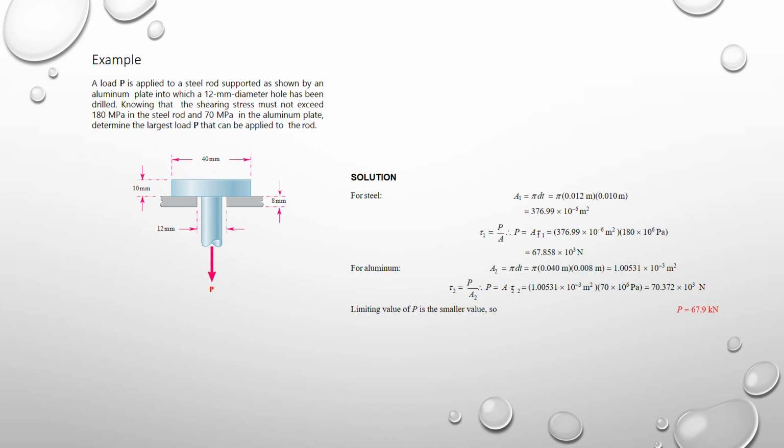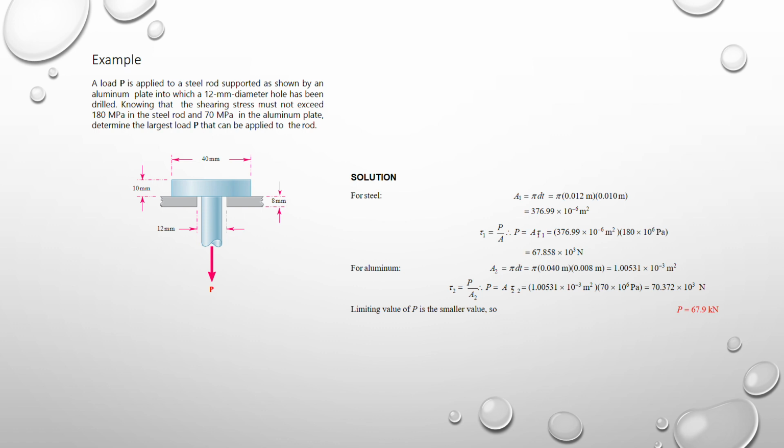So when you consider shear stress, remember the area must be in the same surface or in the same line as the line of action of the force. The area that you consider must be parallel to the line of action of force. So 180 MPa for the shear stress of the steel rod and 70 megapascal for the aluminium plate. And find the largest load P, the force here, that can be applied to the rod. How much of P can be applied to the rod based on the 2 different stresses.